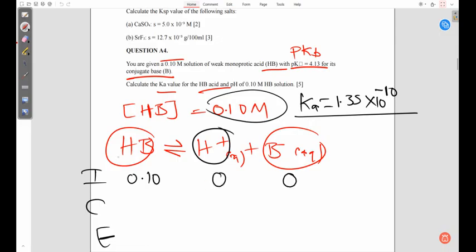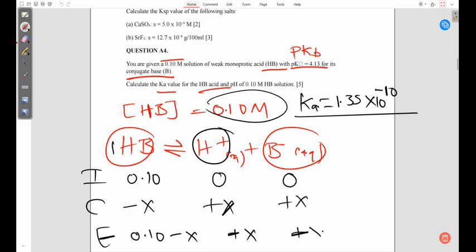For the change, all these have coefficients of 1. For the reactant, it's negative, implying reduction, as it reduces as the reaction proceeds. The products are forming, so we'll say plus x, plus x. The equilibrium is going to be the addition of the two: 0.10 plus negative x is 0.10 minus x, and the products are just plus x, plus x.